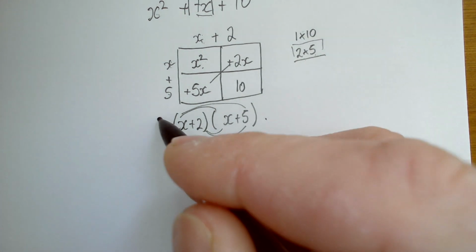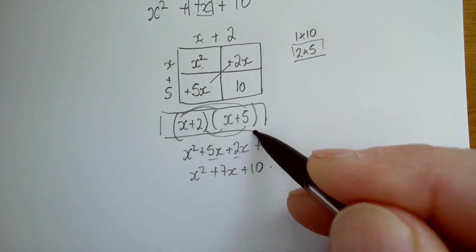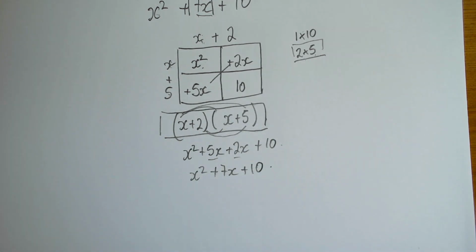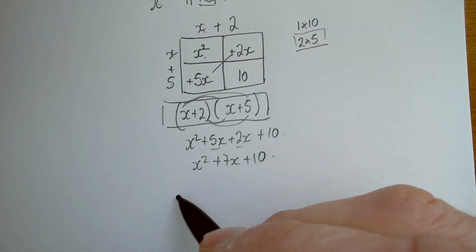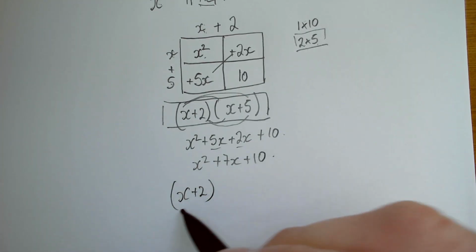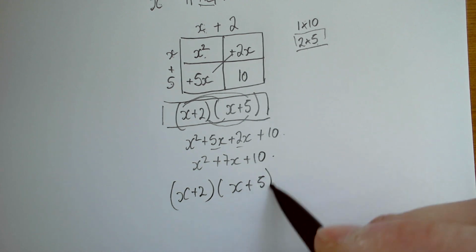And just so you know, this is what we wanted, and this part is just the check. So if you were asked to get the factors of a quadratic equation, all you need to give is x plus 2 times x plus 5.